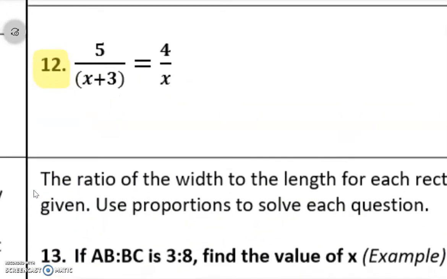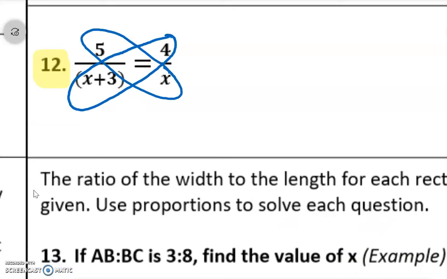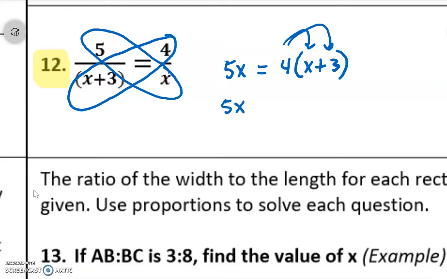And finally, number 12, same thing. 2 fractions that equal each other. It's a proportion. We're going to solve them by setting the cross products equal to one another. 5 times x is 5x, and that's going to be equal to 4 times x plus 3. So I'm going to write that out. And then what we need to do is distribute here. So we have 5x still is equal to 4 times x is 4x, and 4 times 3 is 12.